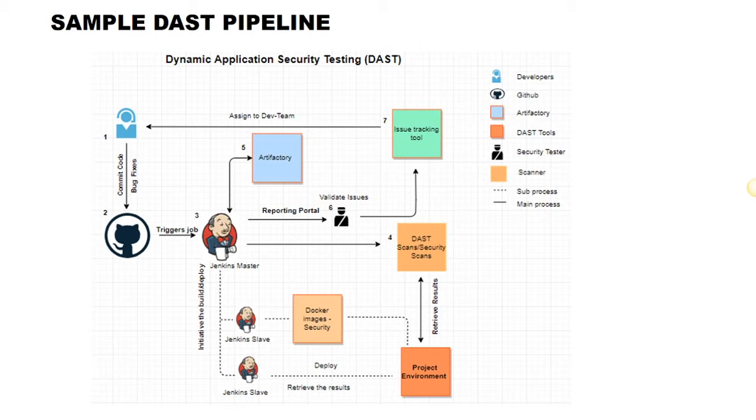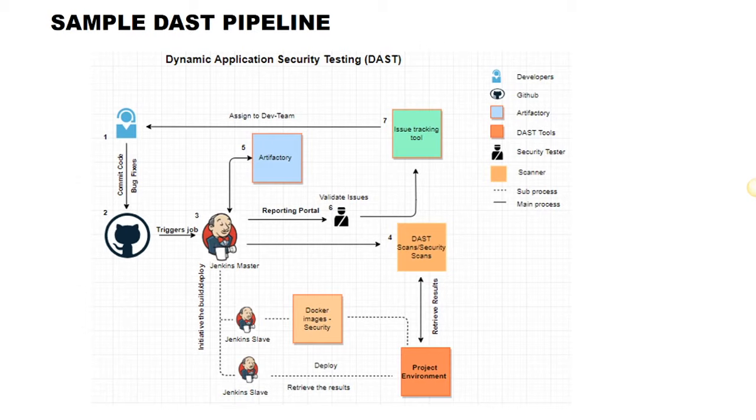Again, the arrow which talks about commit code and bug fixes, I'll explain why we have two words here. Once the developer commits the code, I took the example of GitHub. In your case, it could be a different thing, right? Let's say you could have Travis CI or any other thing, GitLab.